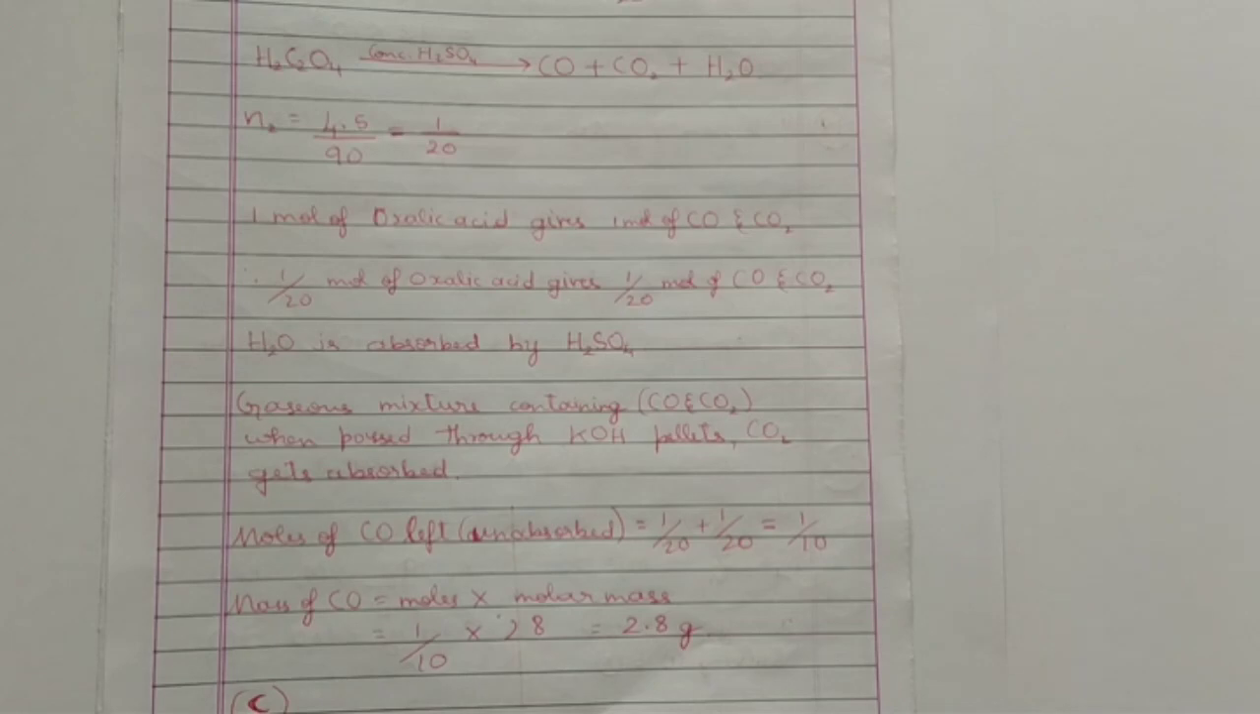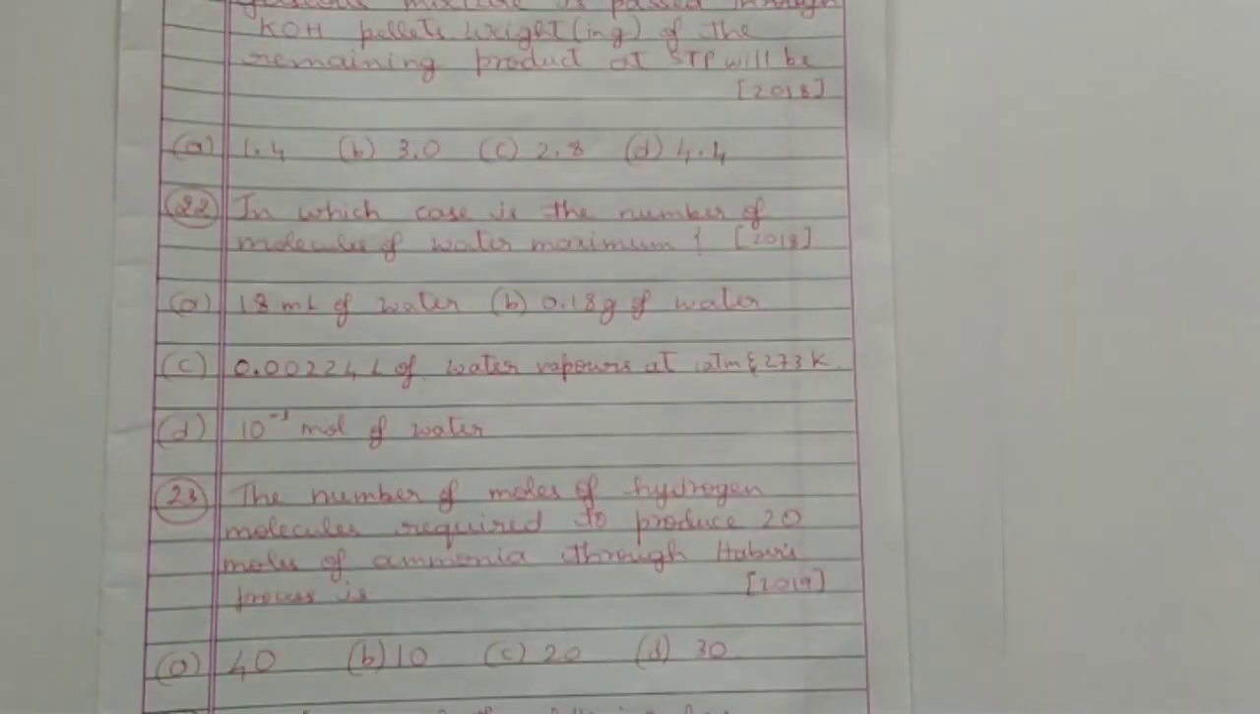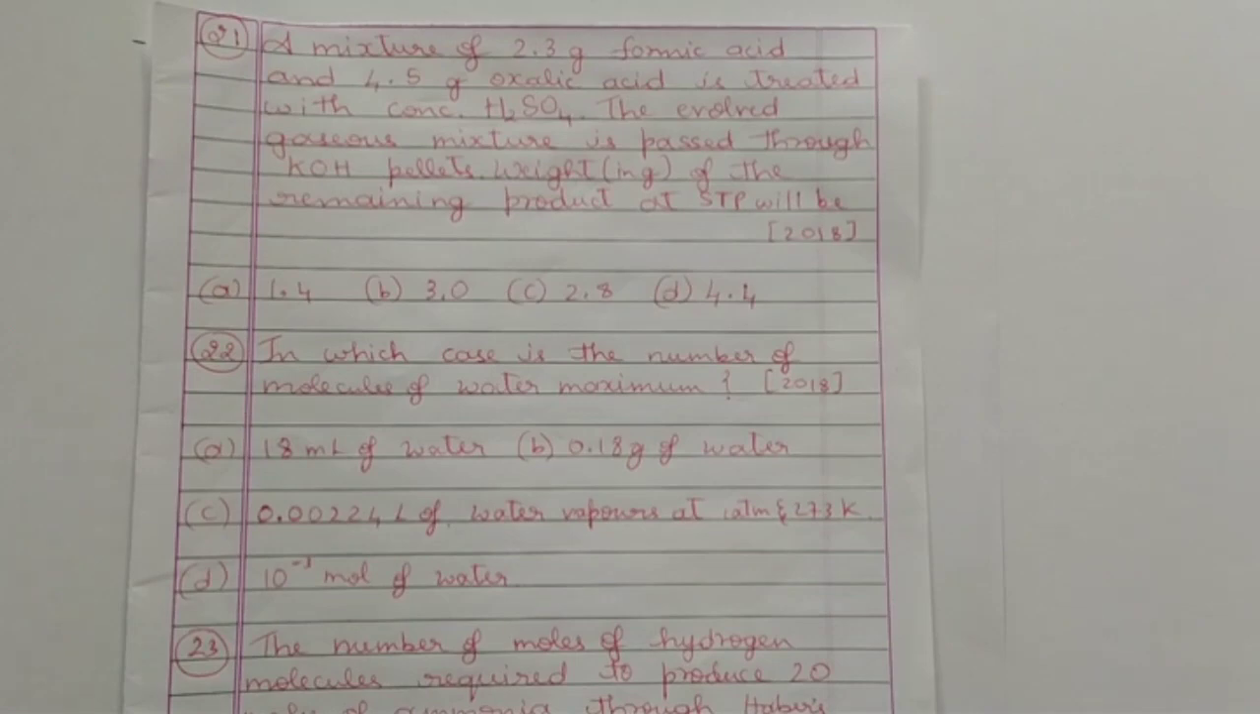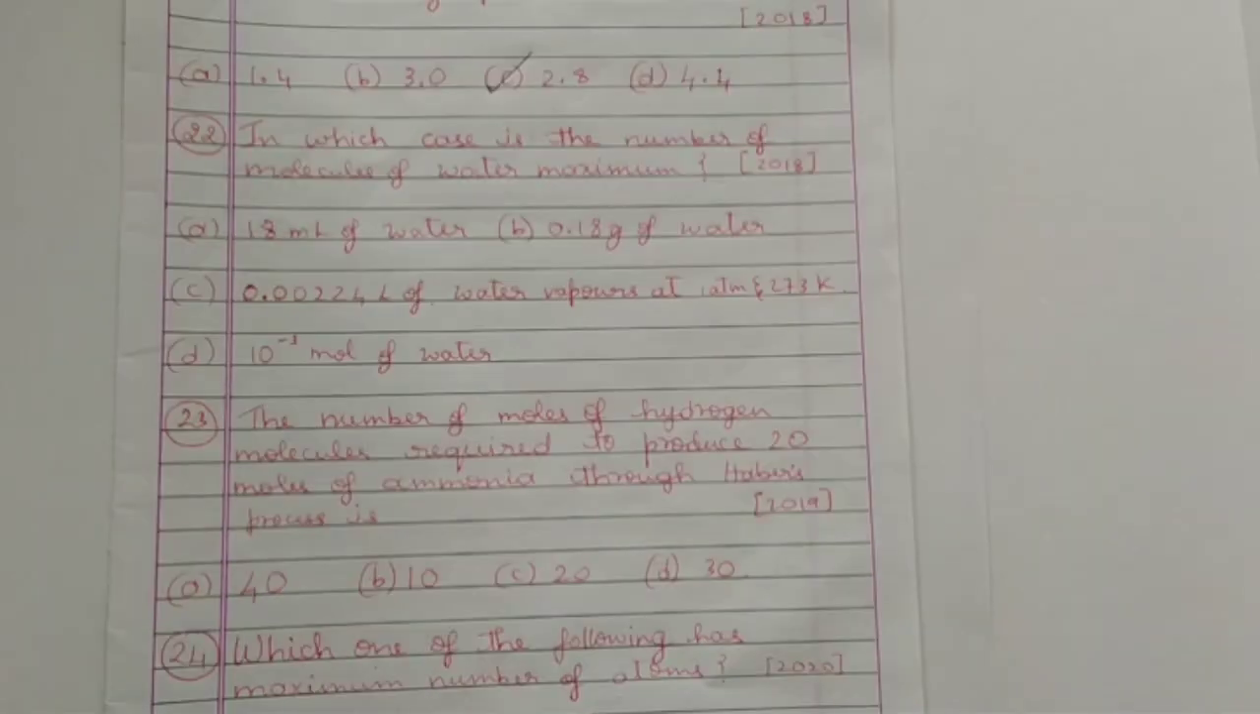Mass of carbon monoxide is equal to moles into molar mass. 1 by 10 into 28, the molar mass of carbon monoxide, gives 2.8 gram. So therefore, CO left unabsorbed is 2.8 gram. In which case is the number of molecules of water maximum?